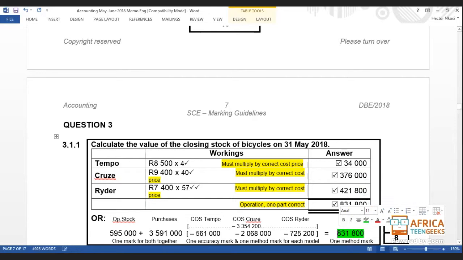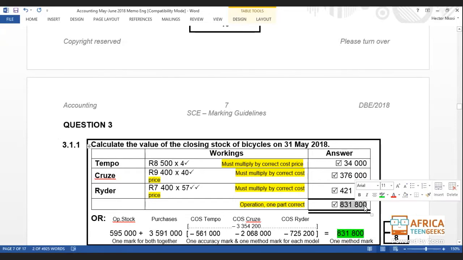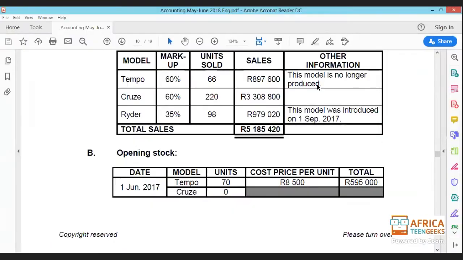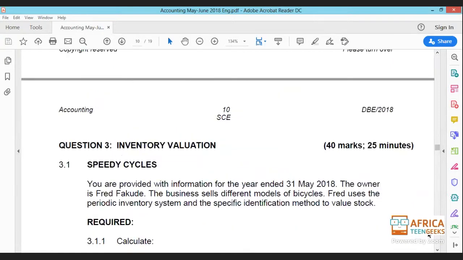As you see here, even there, you've got 831,800,000 basically. Now, let's look at number 2. Number 2 now, it's saying to you, okay, I need to take it up.